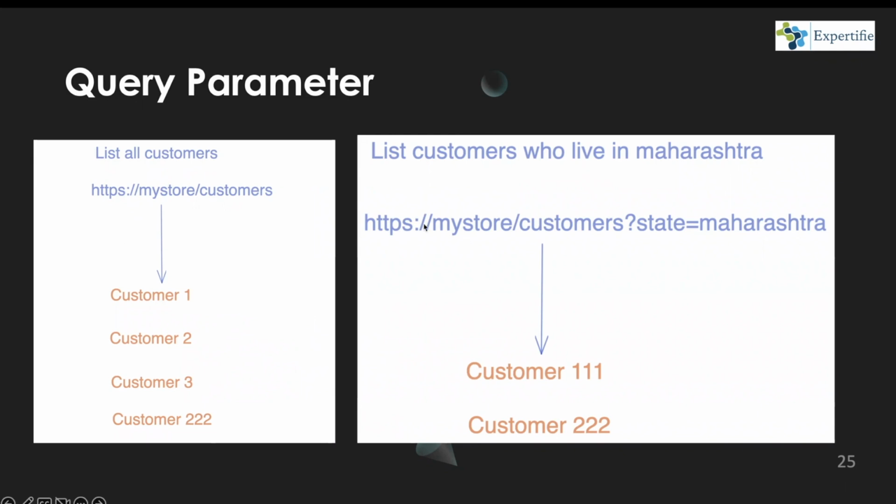So here comes the query parameter. The query parameter format looks like this. /customer is common, and then a question mark, state equals Maharashtra. So it would fetch all the customers which have state Maharashtra. Let's say in this case customer ID 111 and 222 have state Maharashtra, so it would fetch all the customers who are staying in Maharashtra.